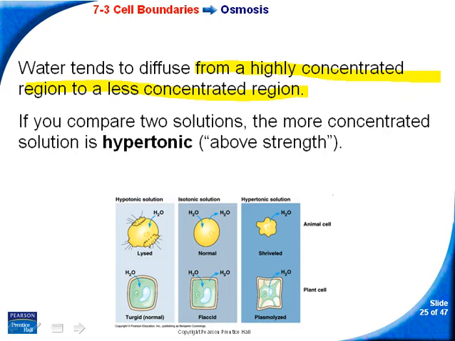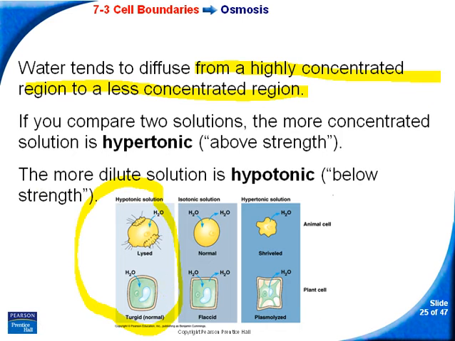If you look at two solutions, the more concentrated solution is called hypertonic. Here's a picture of hypertonic, and you can see you have a very turgid or very puffed out cell. A solution that's below strength is hypotonic.